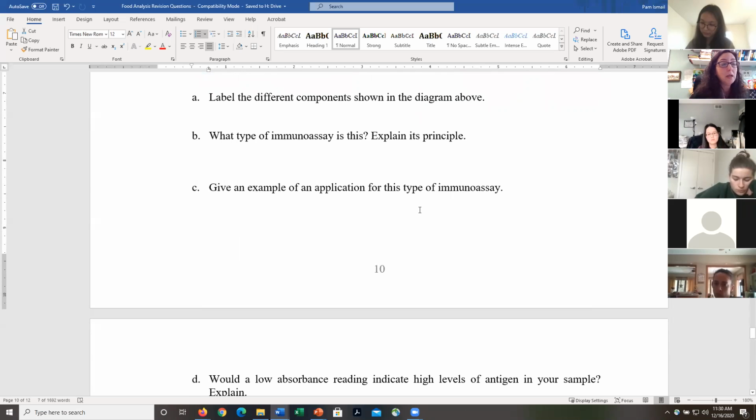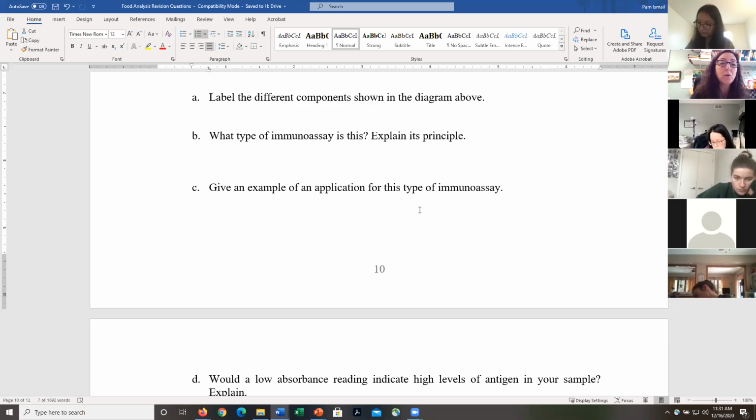Give an example application. Do not say mycotoxin or melamine or any small molecular weight. No. Small molecular weight cannot be sandwiched. A small molecular weight you can do competitive ELISA with. Small molecular weight has only one epitope, so you cannot have two antibodies reacting with it.